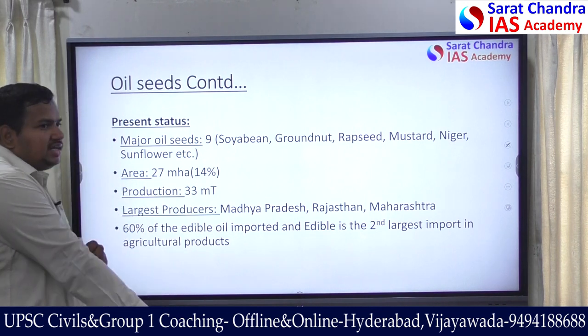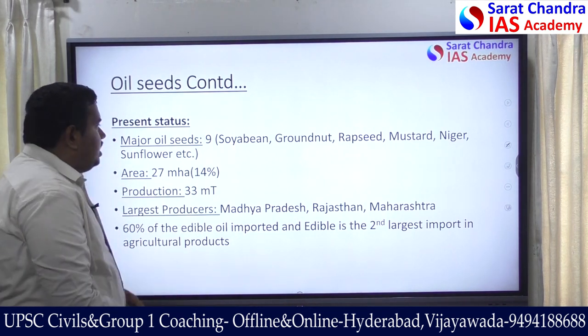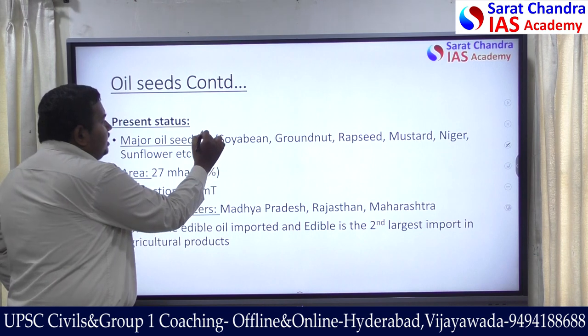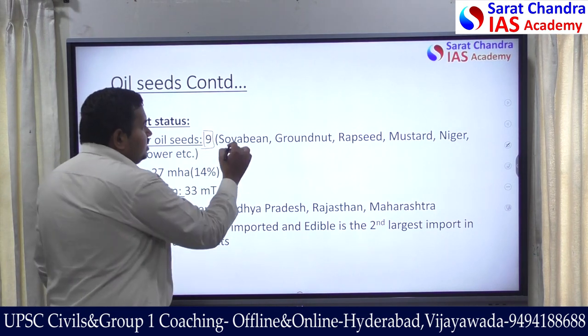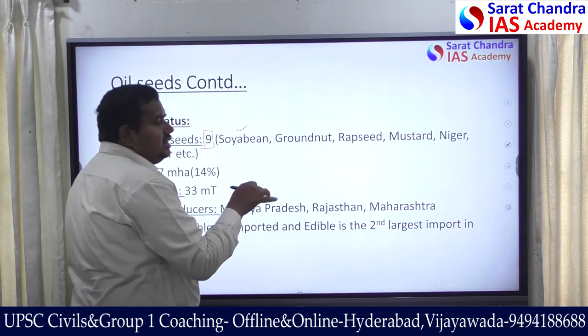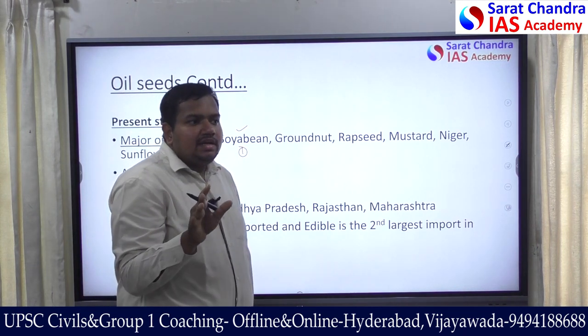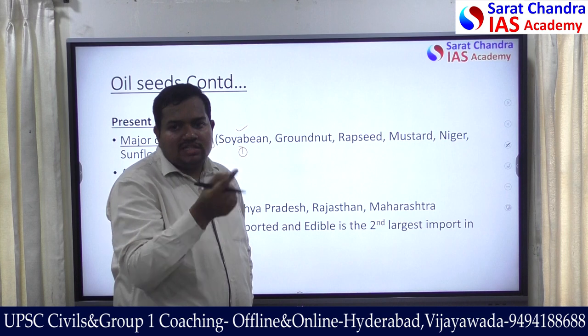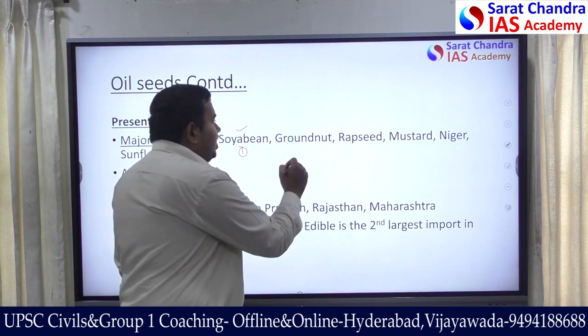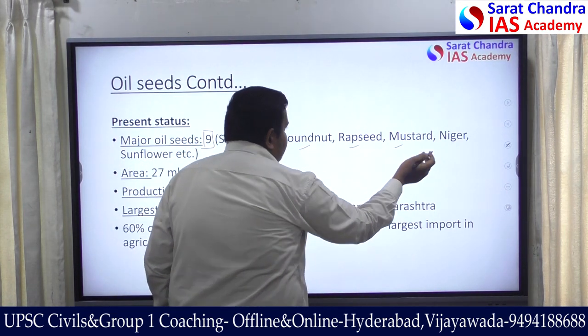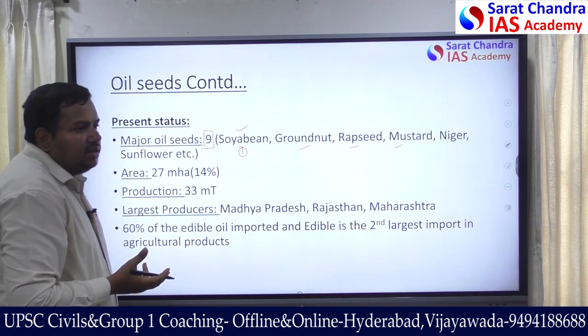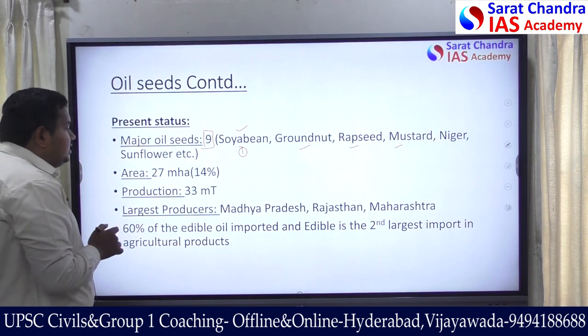So what is the present status of oil seeds in India? Major oil seeds are 9. Some of the examples: soya bean. In India, the largest is soya bean. Consumption wise, it is palm oil, but production wise soya bean. After that groundnut, rapeseed, mustard, Niger, sunflower, etc. 9 major oil seeds.